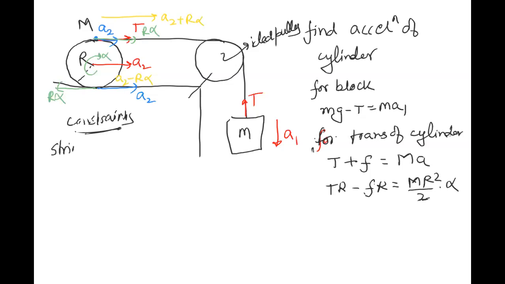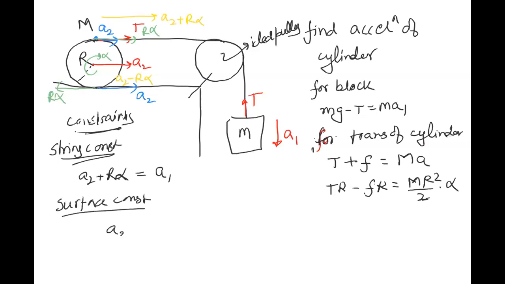First, the string constraint gives me a2 plus r alpha is equal to a1, and the surface constraint gives me a2 minus r alpha is equal to 0. You must be absolutely clear about the constraints. So we get a1 is equal to 2a2.